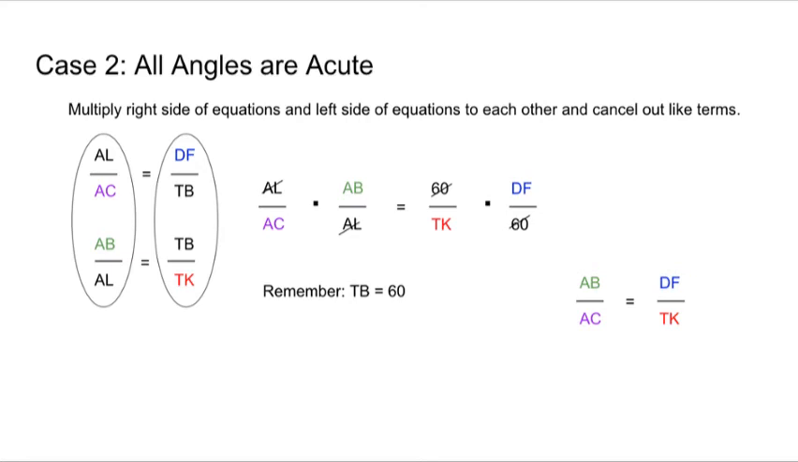Now, multiply the right side of the equations and the left side of the equations to each other and cancel out the like terms. First, multiply AL over AC by AB over AL. Here, AL cancels out, giving us AB over AC. Now multiply 60 over TK times DF over 60. The 60s cancel out, giving us DF over TK. Thus, we can write AB over AC is equal to DF over TK.